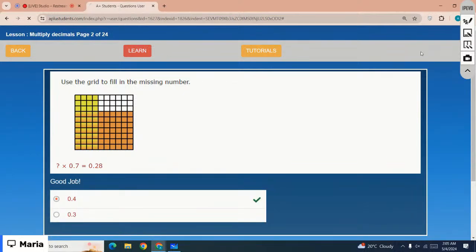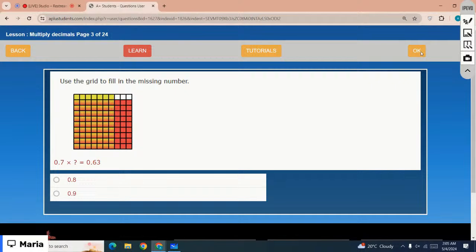The next one is use the grid to fill in the missing number. So which is the correct option? 0.7 times 0.9 equals 0.63. So option number 2 is the correct option.